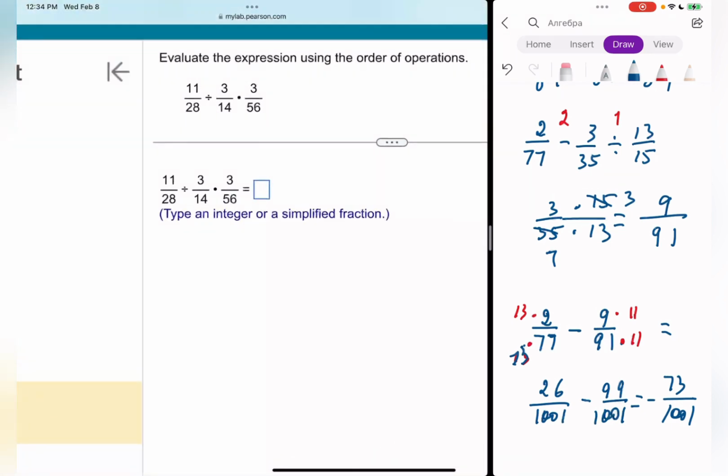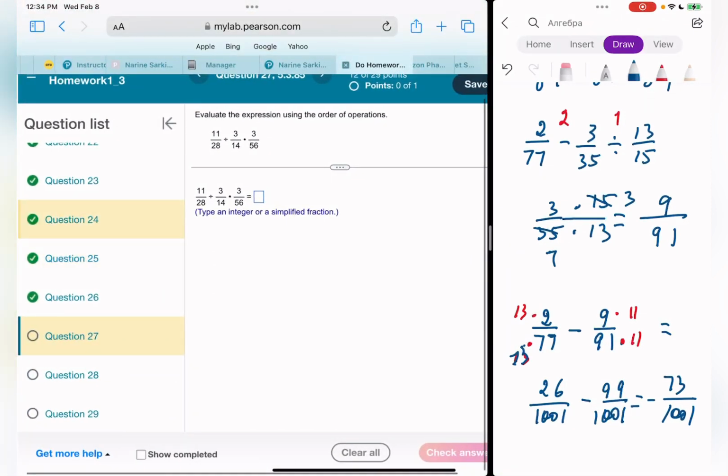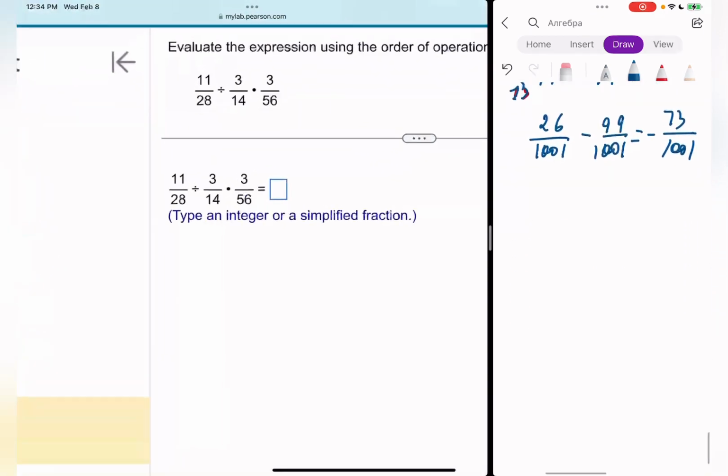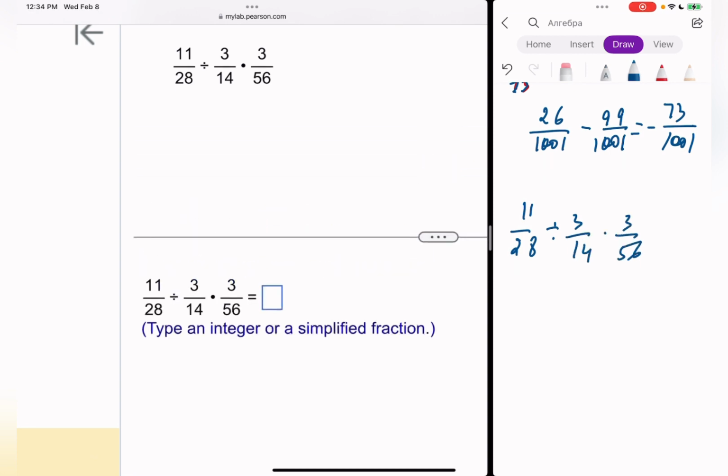So, well, in the same way, 27, 28, 29, it's all repetition. The same way you have to go. Let me do this one also real quick. 11 over 28 divided by 3 over 14 times 3 over 56. Okay.